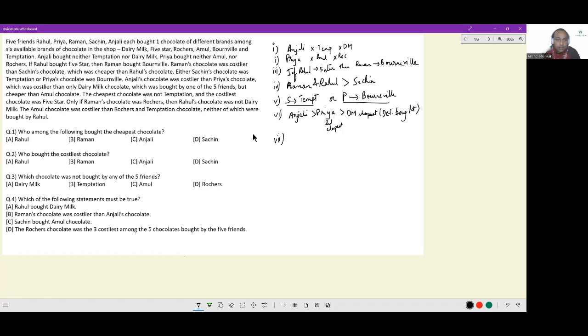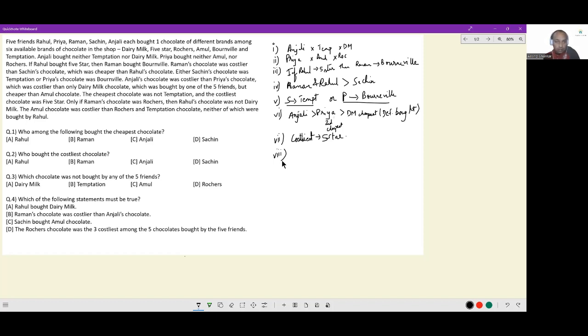Let us go to the next line. The cheapest chocolate was not Temptation. We already know that. And the costliest chocolate was 5-star. So costliest is 5-star. See, the first part, Temptation was not cheapest, I haven't recorded because I already know Dairy Milk is the cheapest.